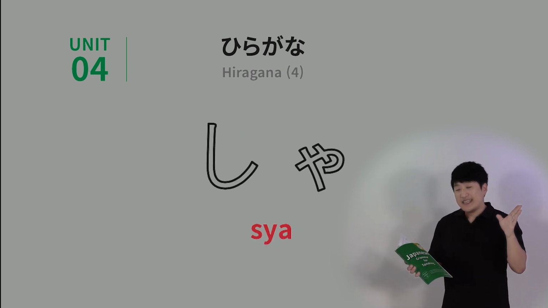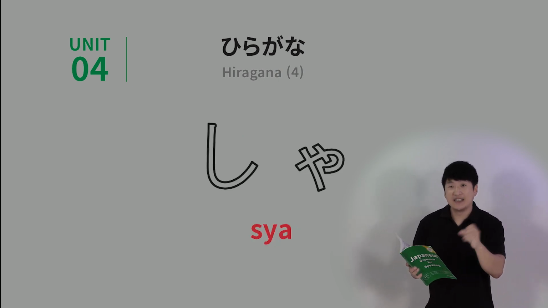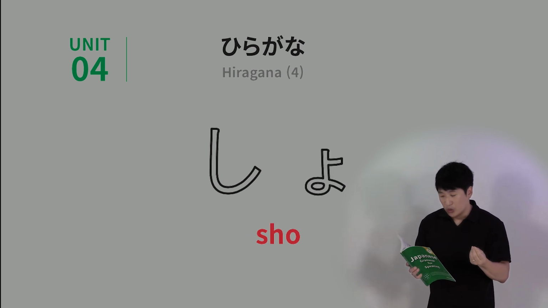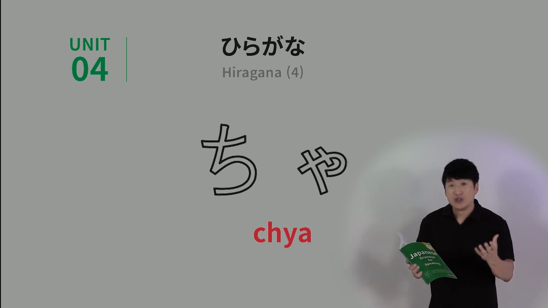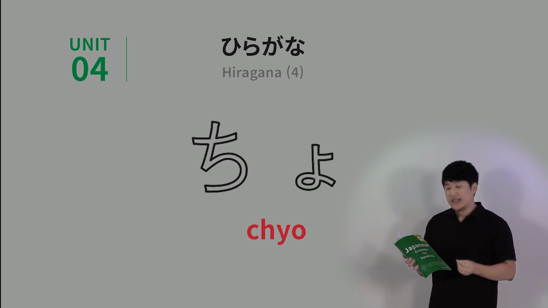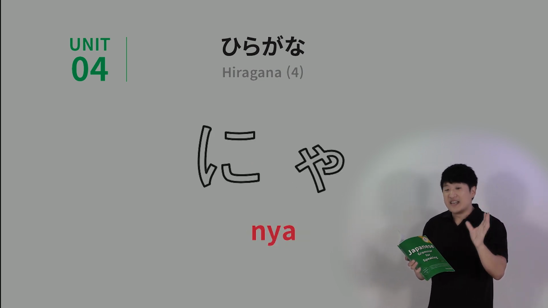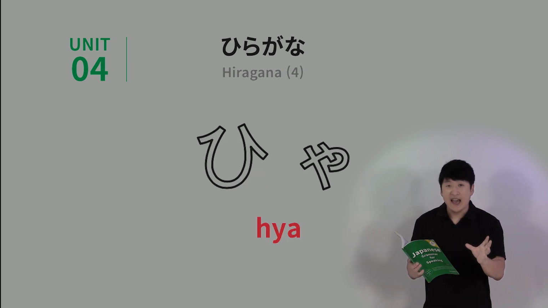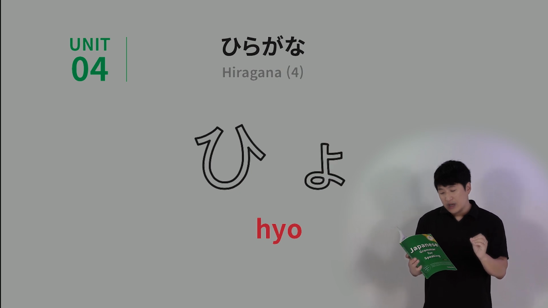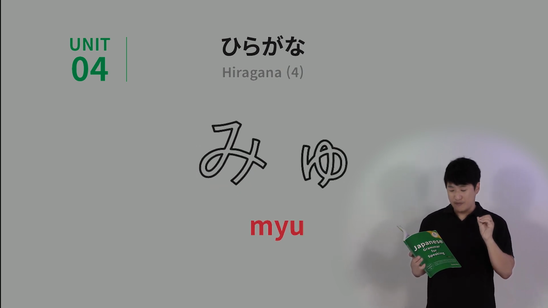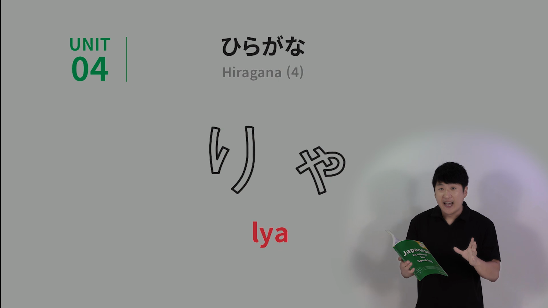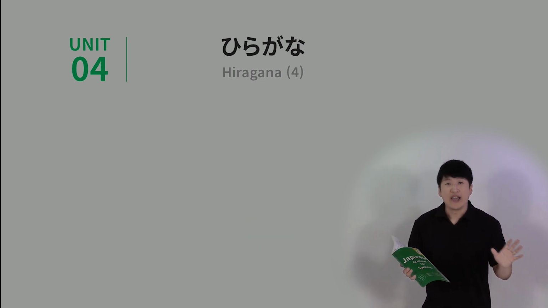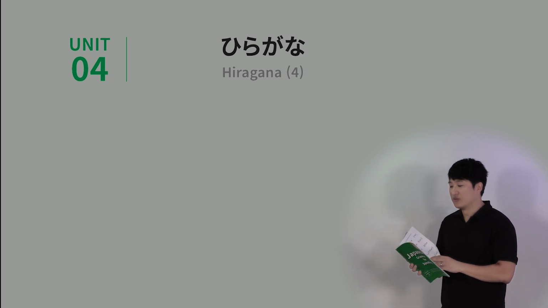Next one, shi and ya: sha, shu, sho. Cha, chu, cho. Nya, nyu, nyo. Hya, hyu, hyo. Mya, myu, myo. Rya, ryu, ryo. Alright, then we have just learned how to read hiragana, and that was Unit 4.